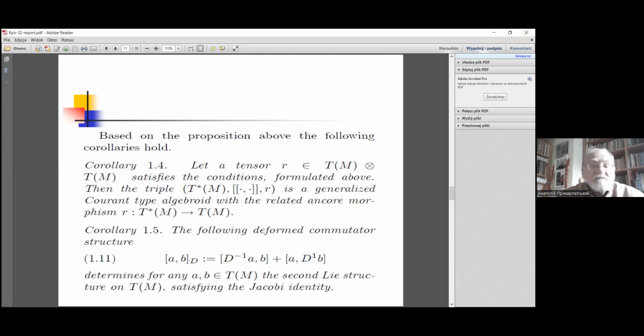What does it mean? This means that we obtained an algebraic structure owing to which we can define on the tangent space Tm to the manifold M two Lie structures. The first one is a canonical Lie structure on the manifold of vector fields, and the second is a deformed Lie structure owing to the existence of this derivation D.